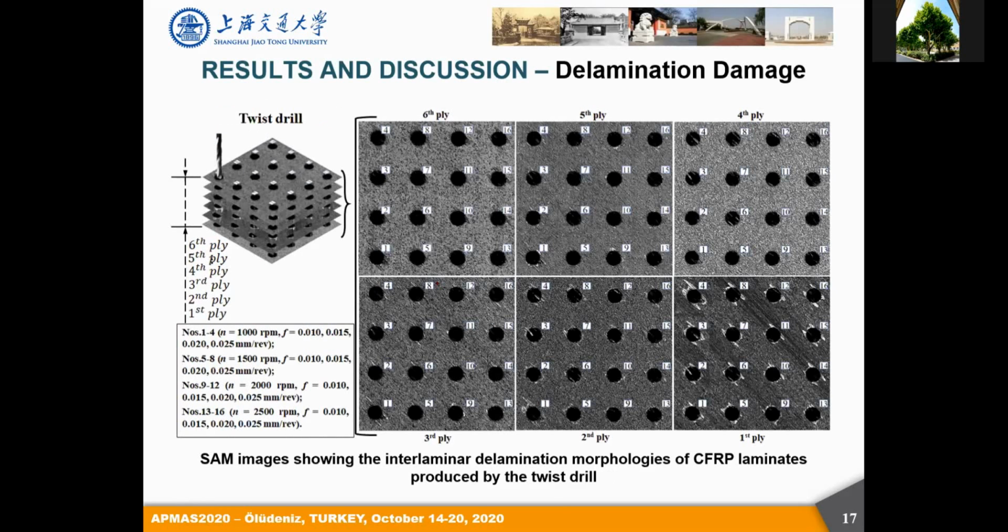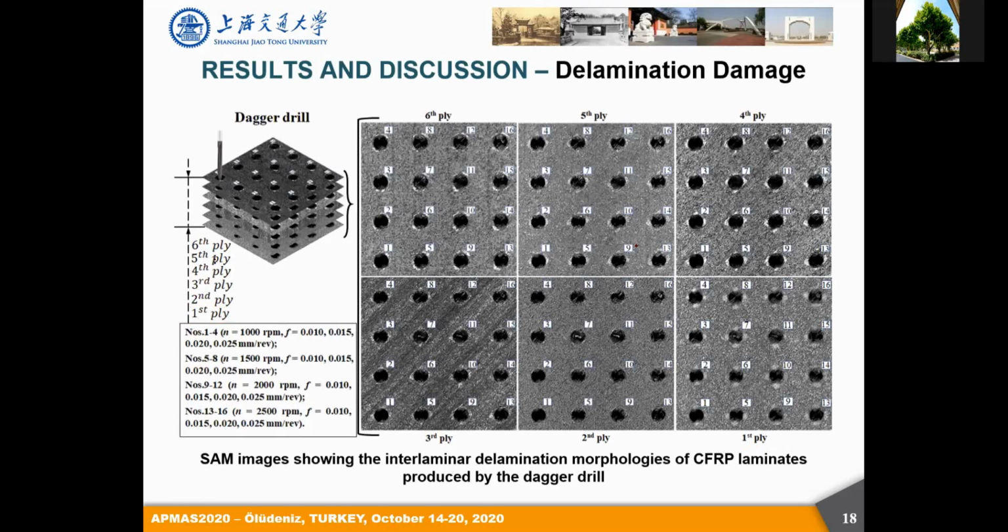And additionally, if we look at the results obtained by the twist drills, basically a similar phenomenon can be obtained during the manufacturing processes. And here, if we look at the first ply, please note that the first ply indicates the last ply at the exit side of a cut hole. We will see that the distribution of the delamination damages basically shows some symmetric laws around a hole periphery. And this phenomenon is basically associated with the fiber orientation dependent properties of the studied composite materials.